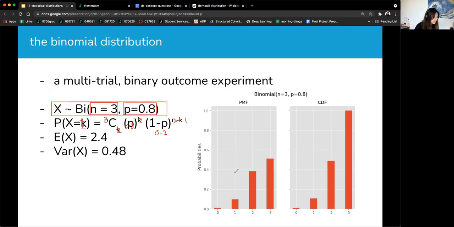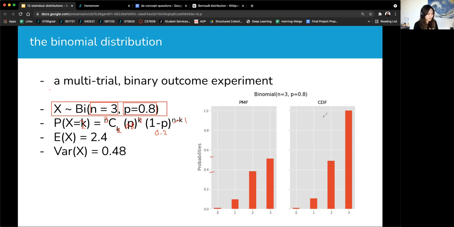And we do have that here. So roughly the probability of making the basket 2 out of 3 times is just under 0.4. And then the probability of making the basket 3 out of 3 times is right around 0.5.